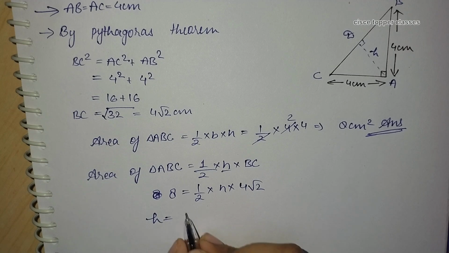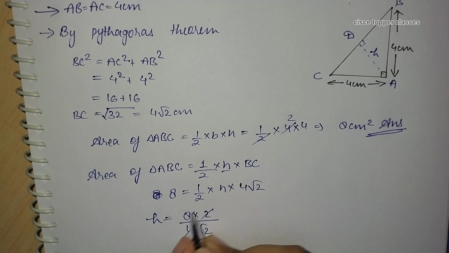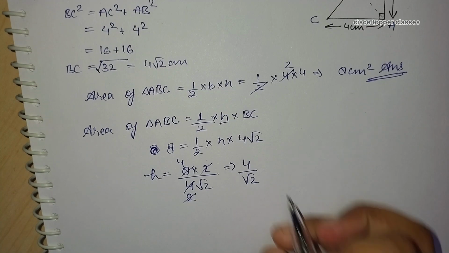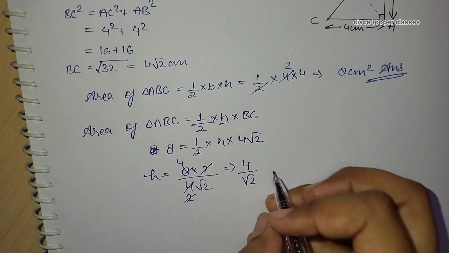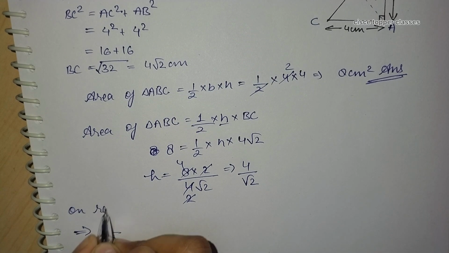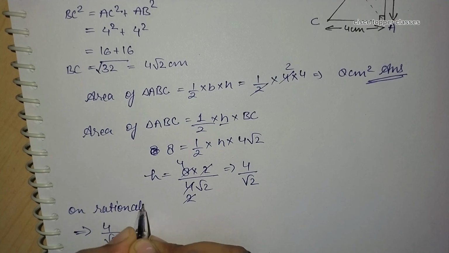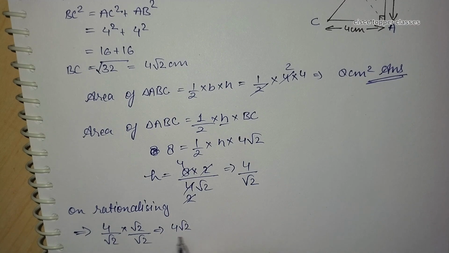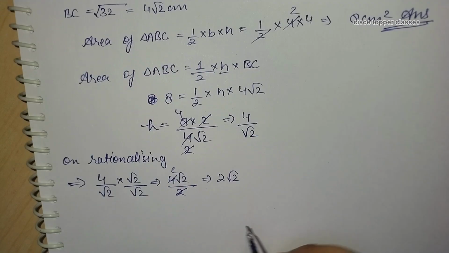So H is equal to 8 into 2 divided by 4 under root 2. This will be cancelled out and it will be 4 under root 2 from here. To rationalize it, we can multiply this with under root 2. So let us rationalize this. On rationalizing, this will be under root 2 into under root 2. So 4 under root 2 divided by 2. So 2 under root 2 is the final answer.